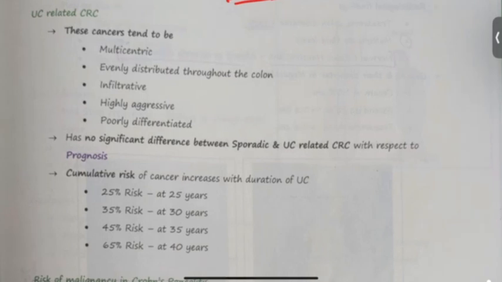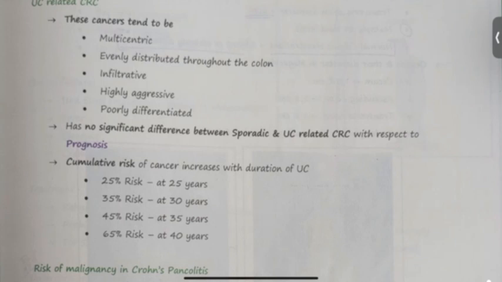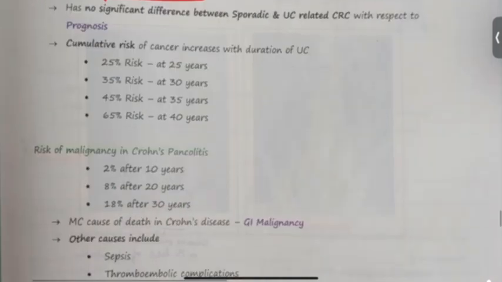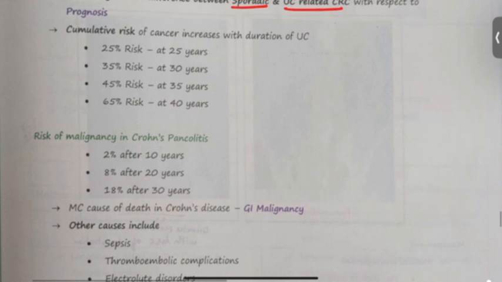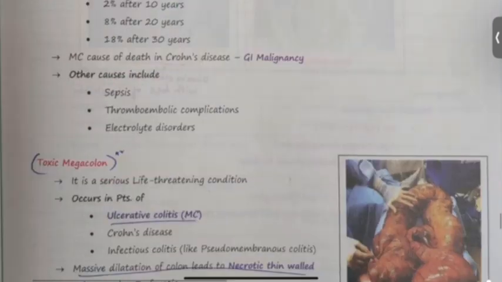So ulcerative colitis related colorectal cancers, if you ask, these will be usually multicentric, evenly distributed throughout the colon, infiltrative, highly aggressive and poorly differentiated. Okay, there is no significant difference between sporadic and ulcerative. So sporadic, what we discussed, developing from FAP and HNPCC, that and ulcerative colitis related colorectal cancer, these will be same. Okay, all this is not MCQ oriented, not needed.